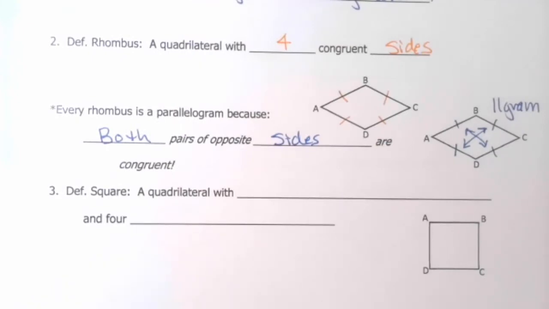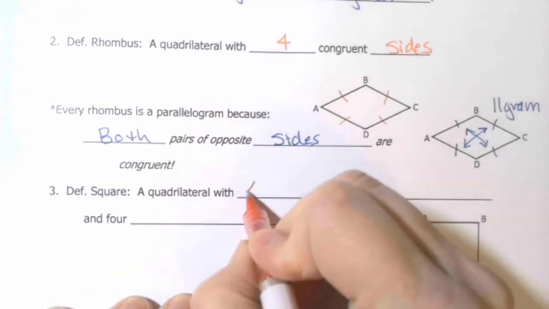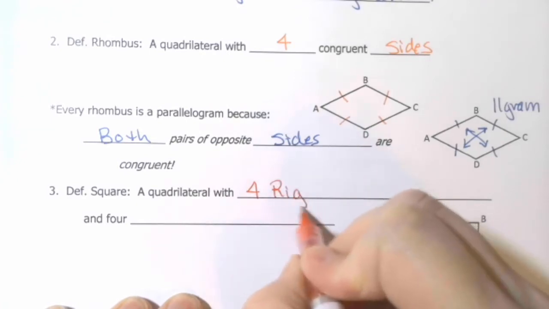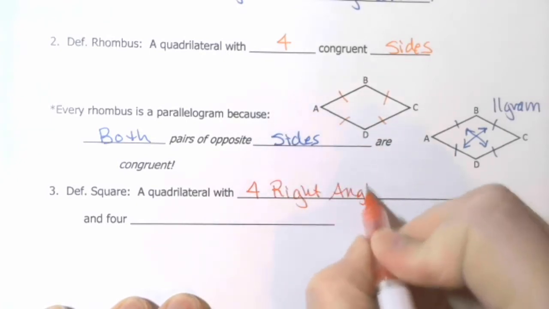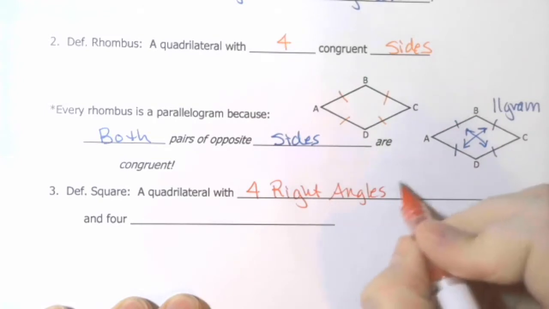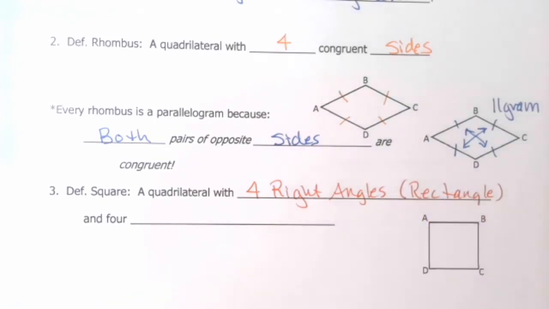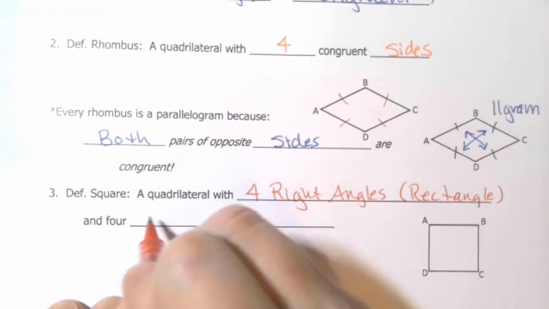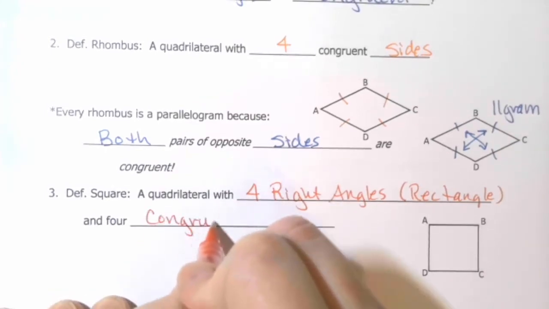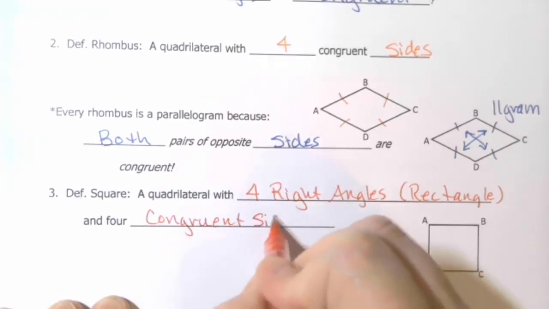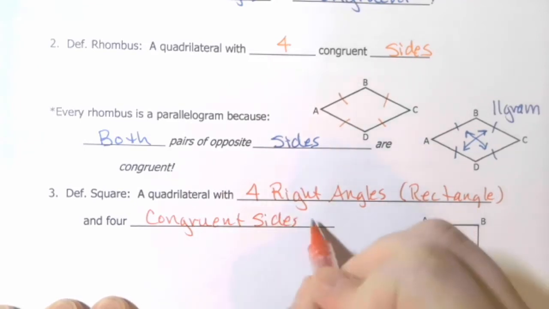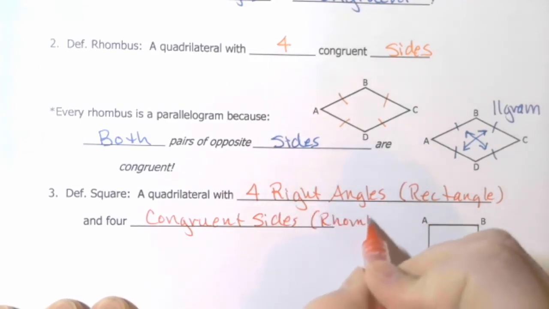Okay, number 3, definition of a square. A square is the most versatile shape by far. A square is a quadrilateral with 4 right angles, which means that a square is a rectangle. But a square also has 4 congruent sides, which means it is also a rhombus.